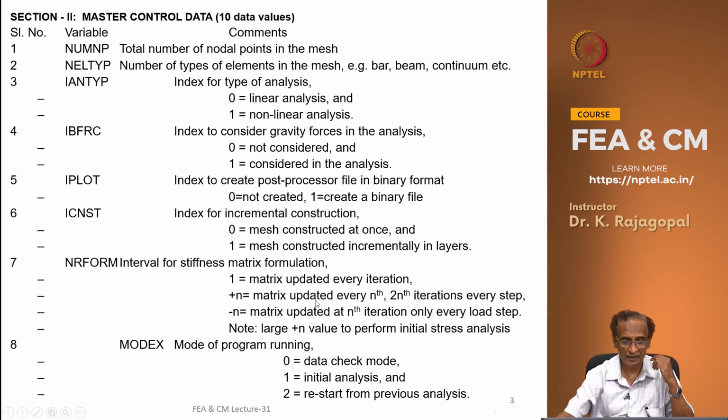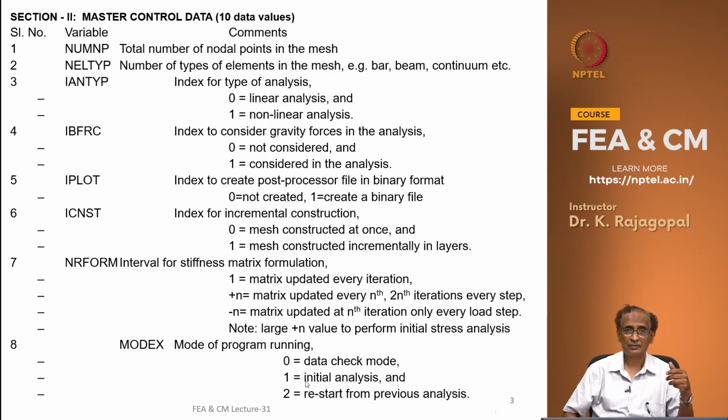Then this condition of plus n will never happen, because you are not going to have that many iterations. And in all these things you may need to run the program repeatedly. So if this mode x is the mode of program execution, 0 means it is only a data check run. The program will run through and tell you whether the entire data is good or bad. Like if some data is inconsistent, then it will prompt you.